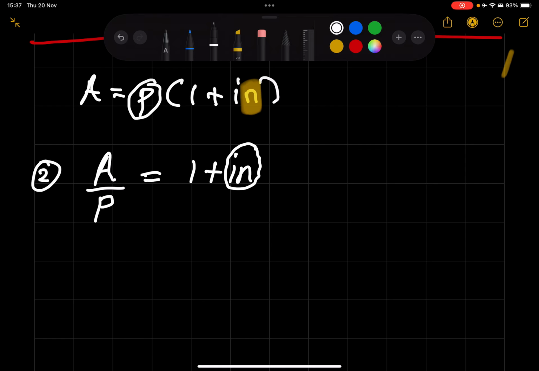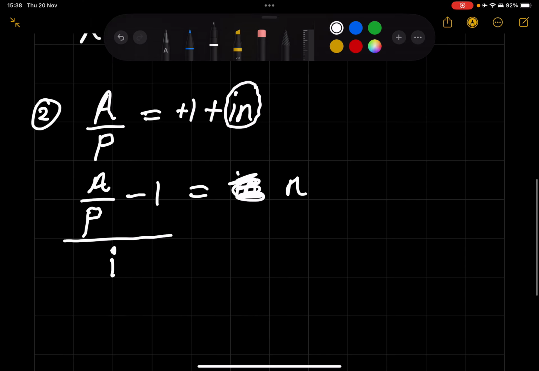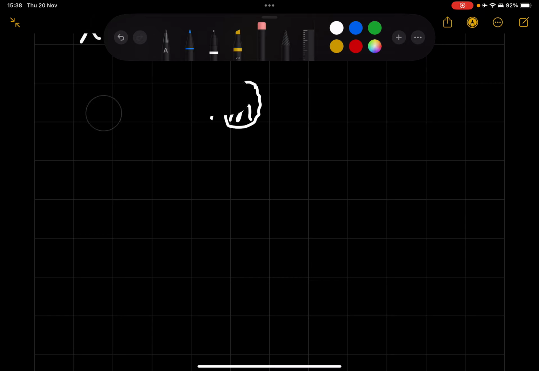So 1 is just a plus here, right? So it's going to be a minus on the other side. So it's going to be A over P minus 1 equals to IN. And then I, it's multiplying the N, so it must divide on the left, so we divide by I here, and then this side we are left with N, and we have isolated the N, ladies and gentlemen.